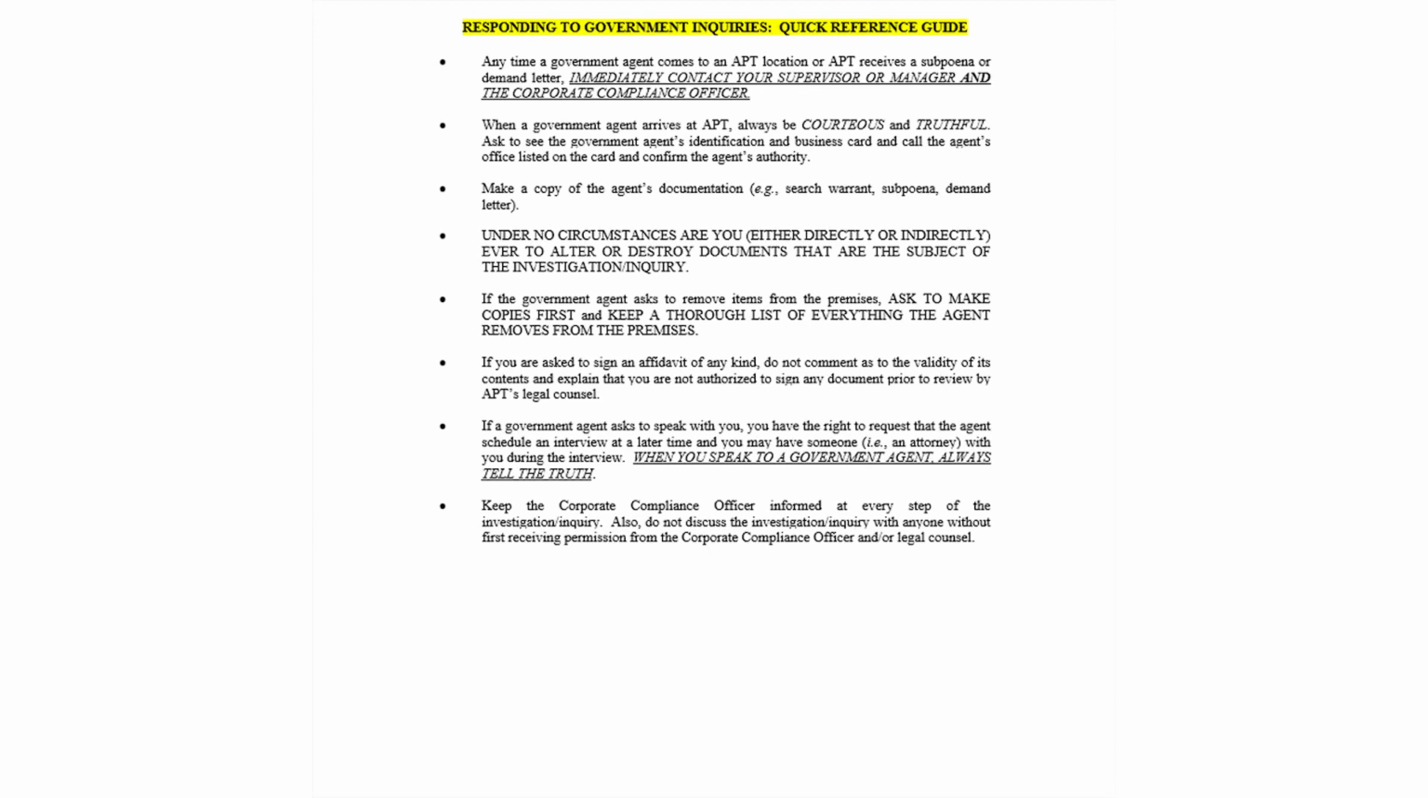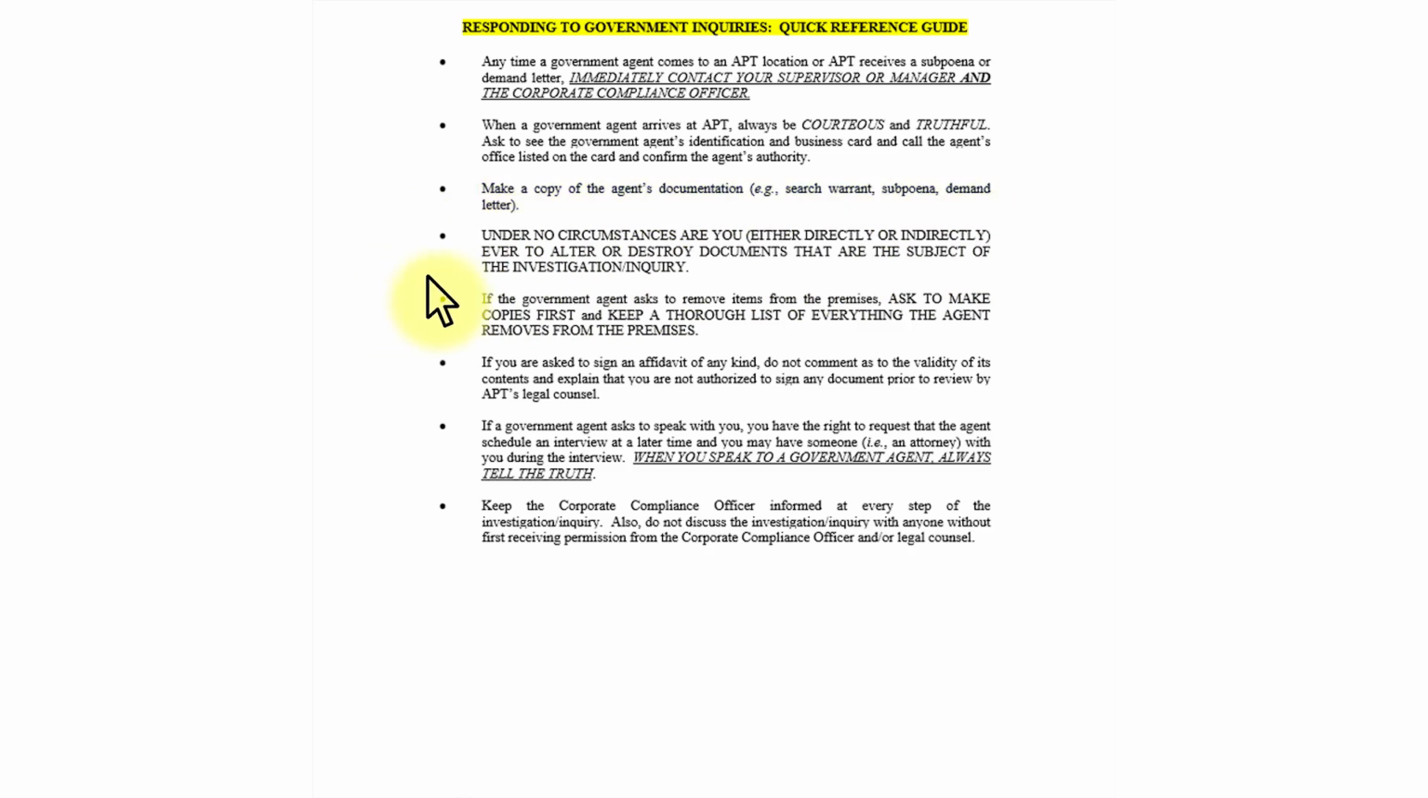They are: anytime a government agent comes to an APT location or APT receives a subpoena or demand letter, immediately contact your supervisor or manager and the corporate compliance officer. When a government agent arrives at APT, always be courteous and truthful. Ask to see the government agent's identification and business card, and call the agent's office listed on the card and confirm the agent's authority. Make a copy of the agent's documentation, for example, search warrant, subpoena, demand letter.